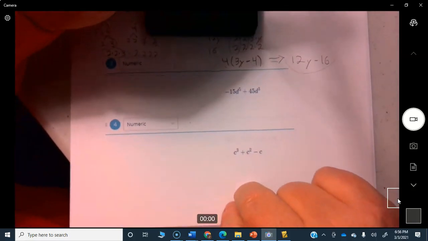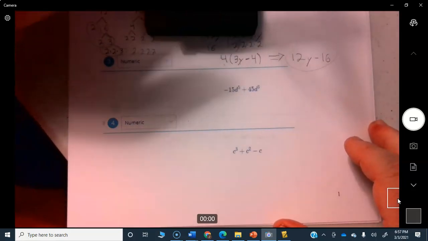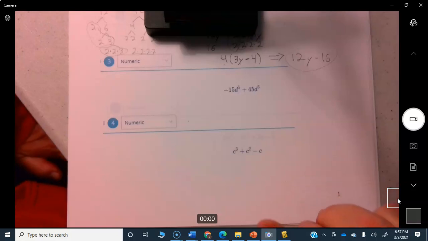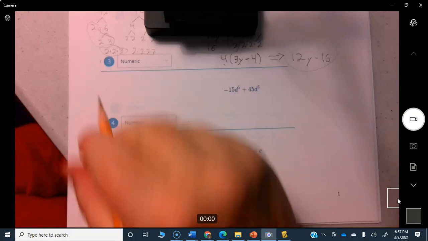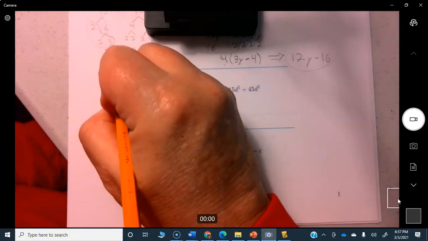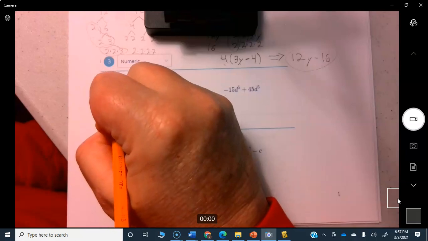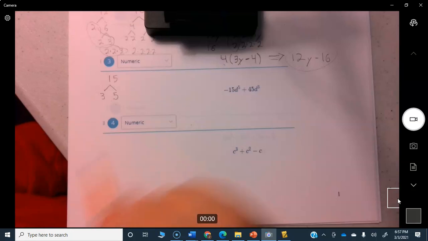Okay, let's do another. Again, what I would say is set minus signs aside during the problem, but don't forget that they're there. I'm going to tell you on this one, it's a little bit of a different situation, but let's go ahead and do that. Okay, so 15. You're going to break that into 3 times 5. 3 times 5, those are both prime numbers, so you're done with 15.